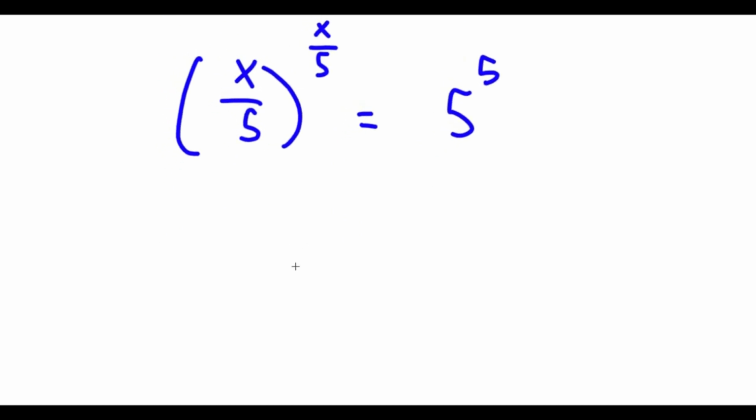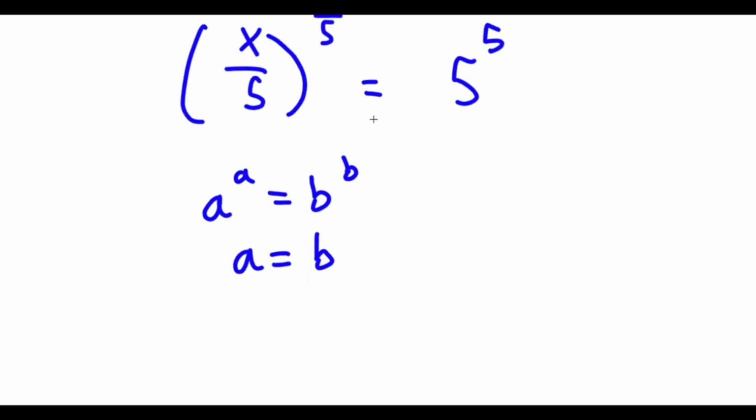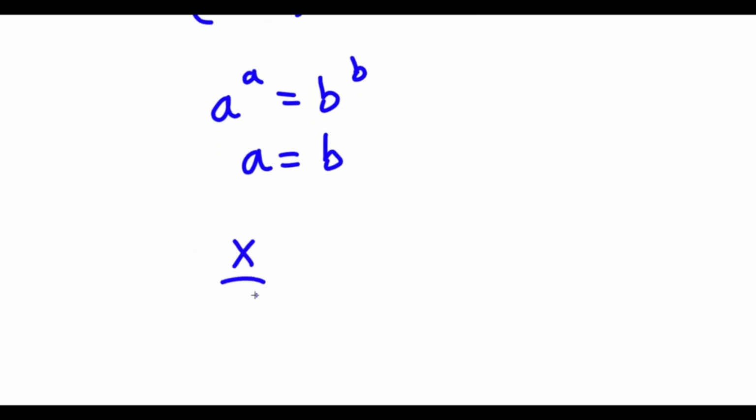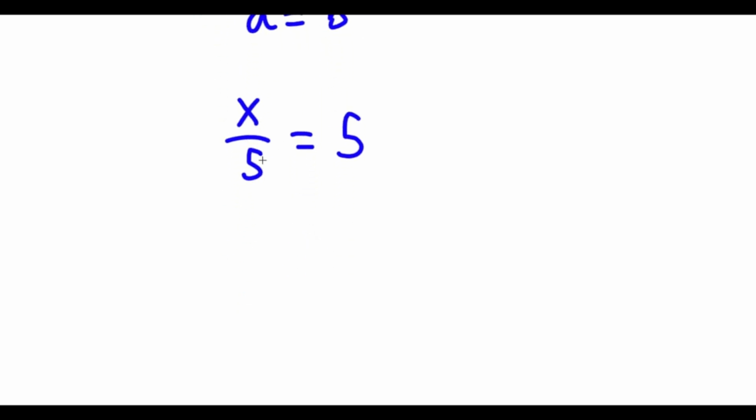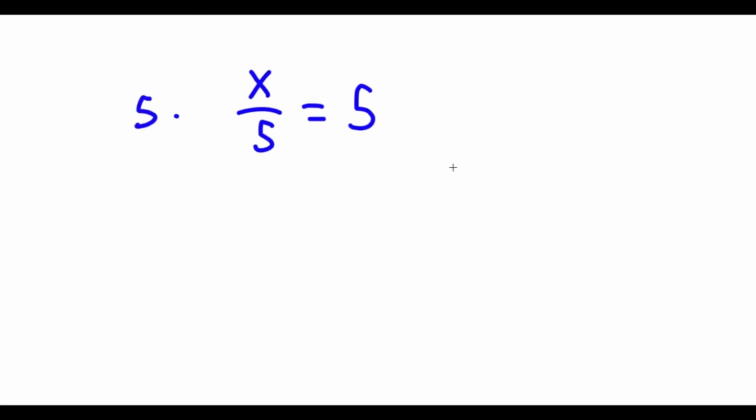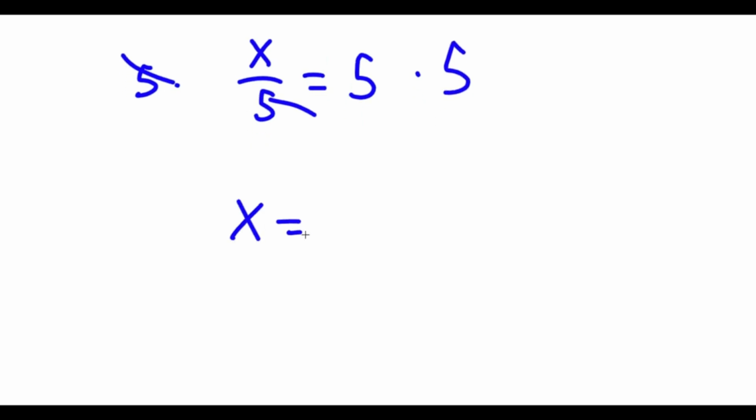So now, if I have something in the form a to the power of a is equal to b to the power of b, then this means that a is equal to b. So in this case, x over 5 to the power of x over 5 is equal to 5 to the power of 5. This means that x over 5 is equal to 5. Now, to solve this equation, all I have to do is multiply by 5 on both sides, so then these two cancel out, and I have x is equal to 5 times 5, which is 25.